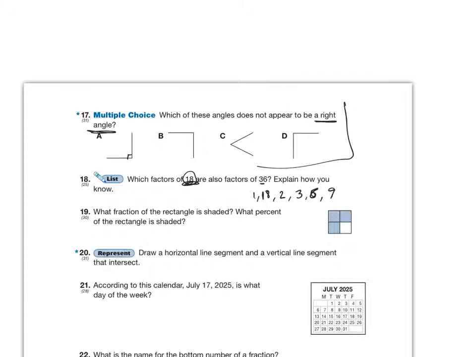And this is how I know my answer. Oh, and I just told you. I can only go to 9 because 9 is half of 18. I can't have any more factors in 9, or in 18.